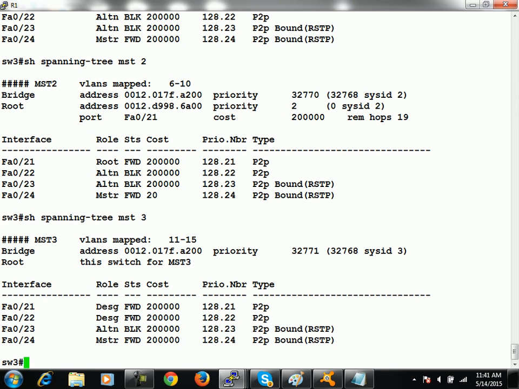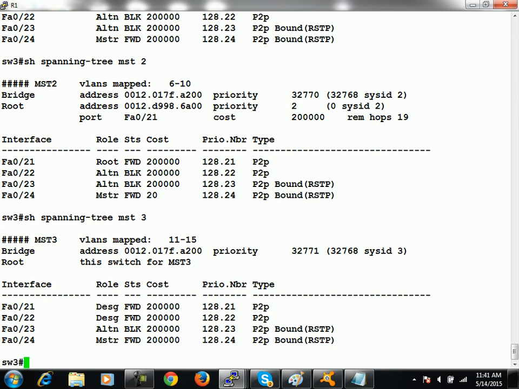Of course, you will always prefer MSTP because it has a lot of advantages over others. One is open standard, second, fast convergence, third, less number of instances. And of course, it also supports load balancing. Everything is available inside MSTP. Less complex.